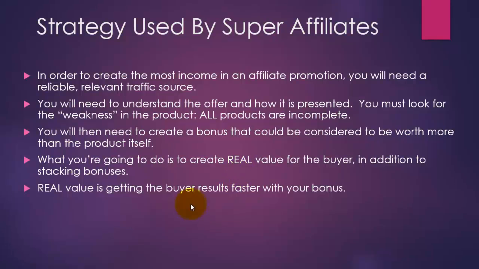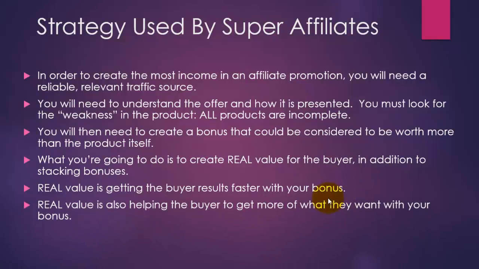Now, the other thing that you're going to want to do is focus on helping the buyer. In other words, real value is helping that buyer, even if they're buying as an affiliate, to get real, faster results with your bonus. That's one way to create real value. You can help them to take the product they're buying and then to get results faster with something that you're offering, and you make that apparent in your sales presentation, well, they're going to be willing to buy more readily. The other thing you can do is help the buyer get more of what they want with your bonus. We're going to be explaining that as this tutorial goes along.